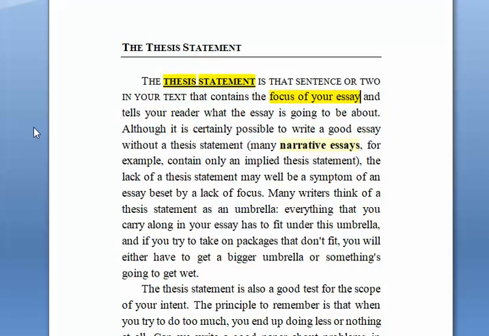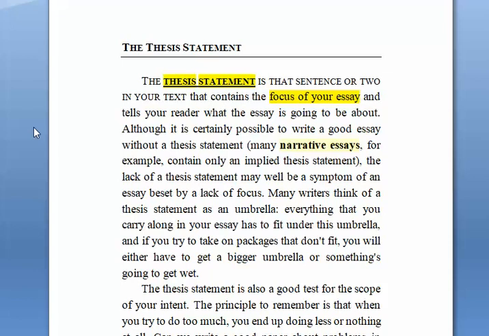Although it is certainly possible to write a good essay without a thesis statement, many narrative essays, for example, do not have thesis statements. They contain only an implied thesis statement. The lack of a thesis statement may well be a symptom of an essay beset by lack of focus. If you do not have a thesis statement, your essay will be lacking focus.